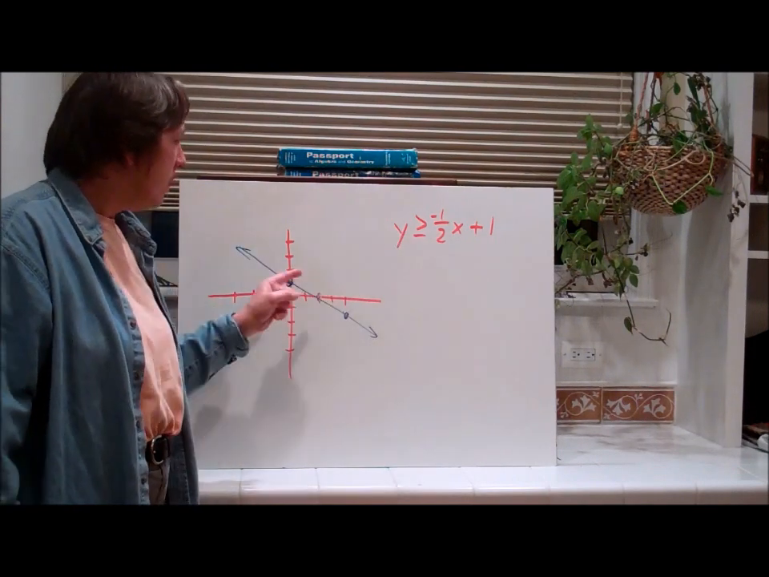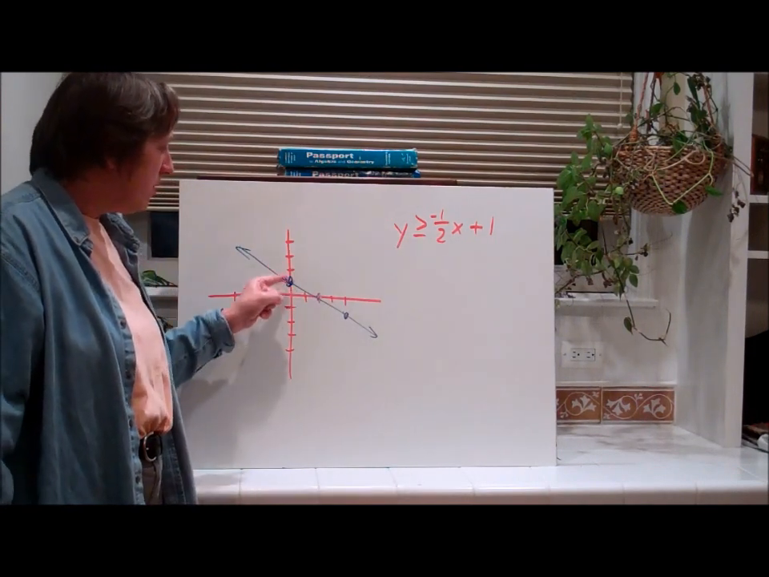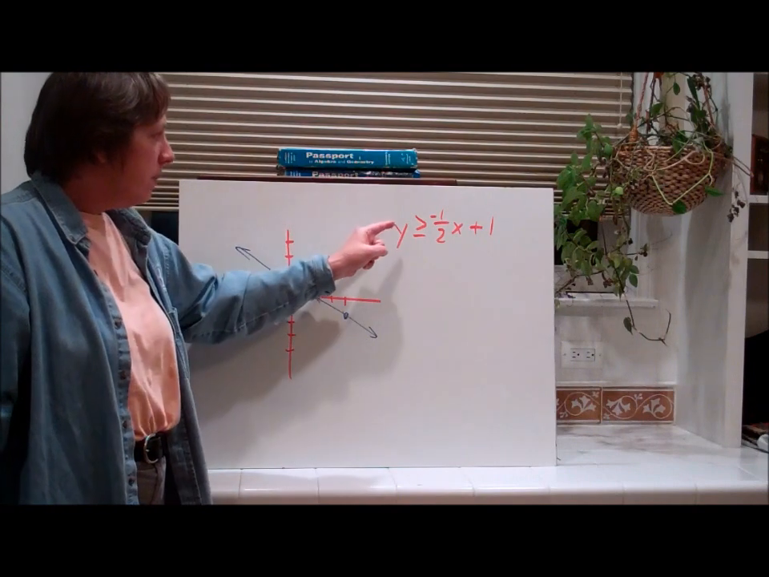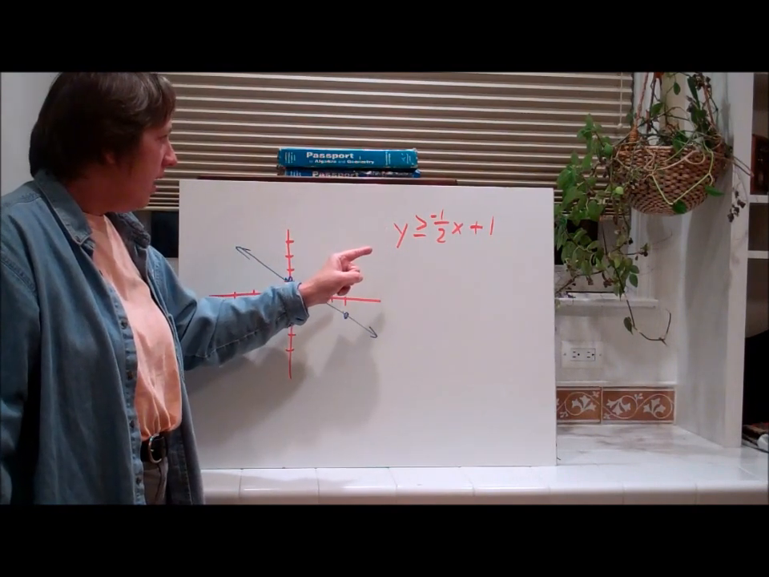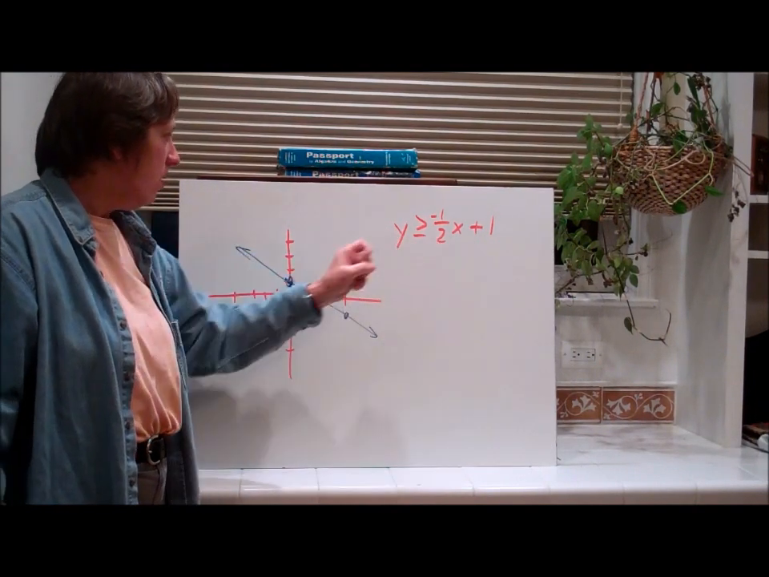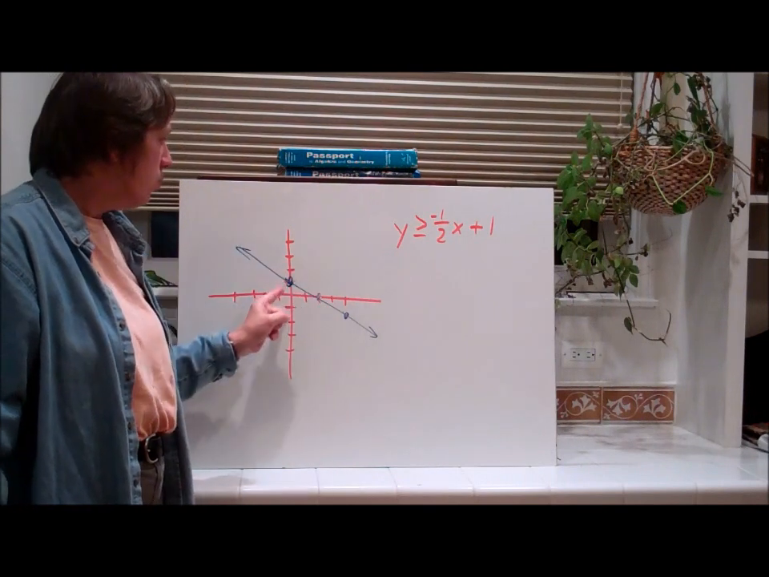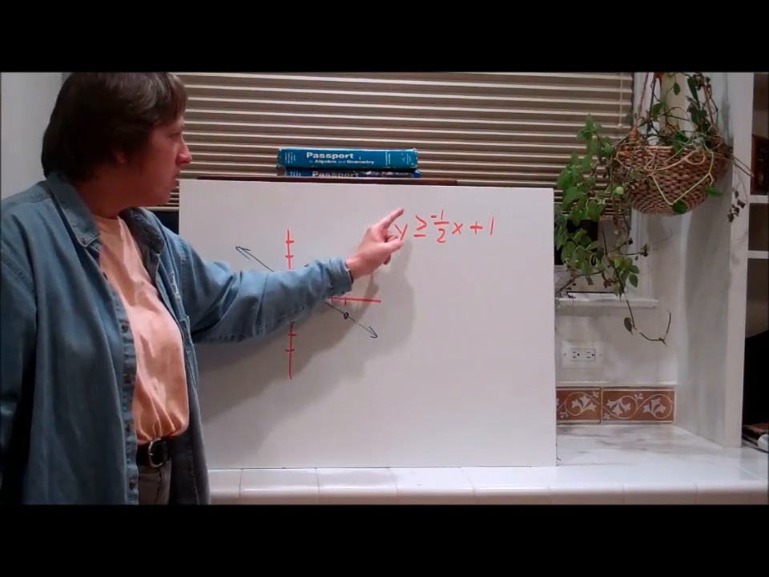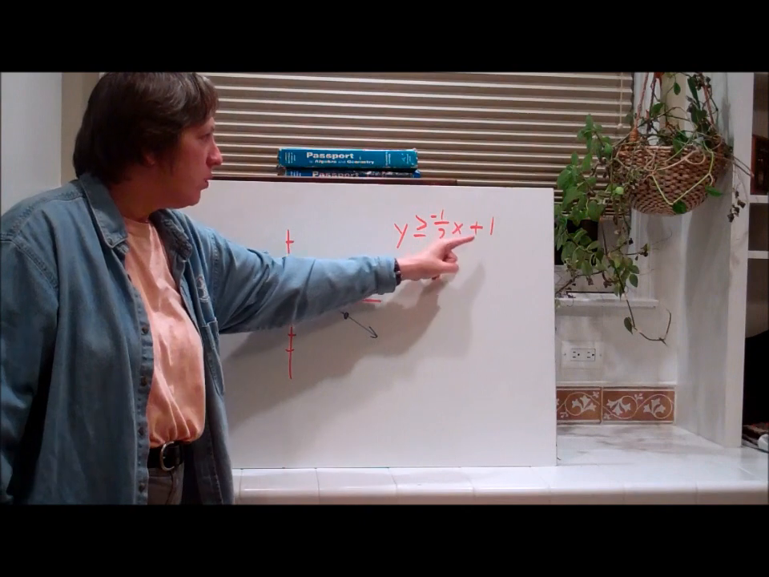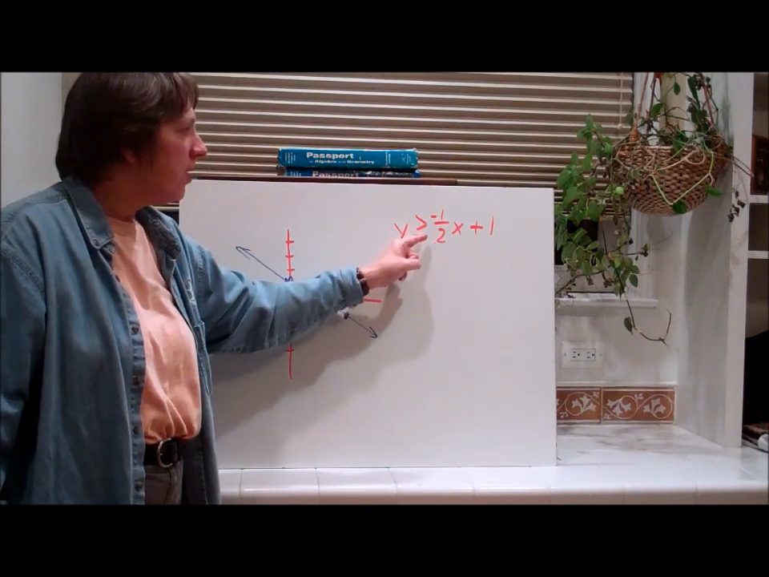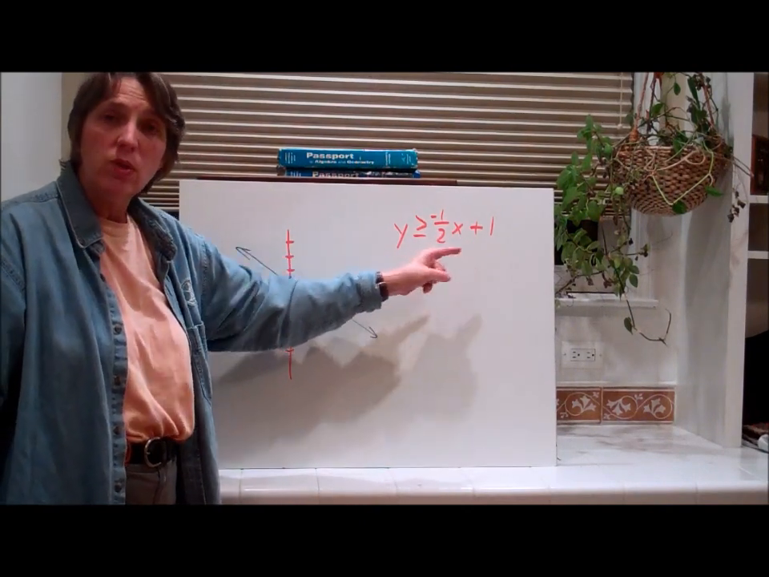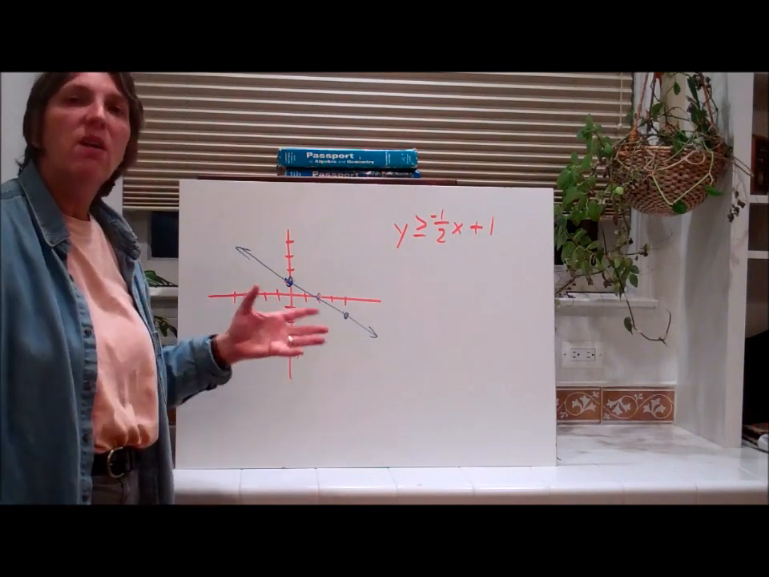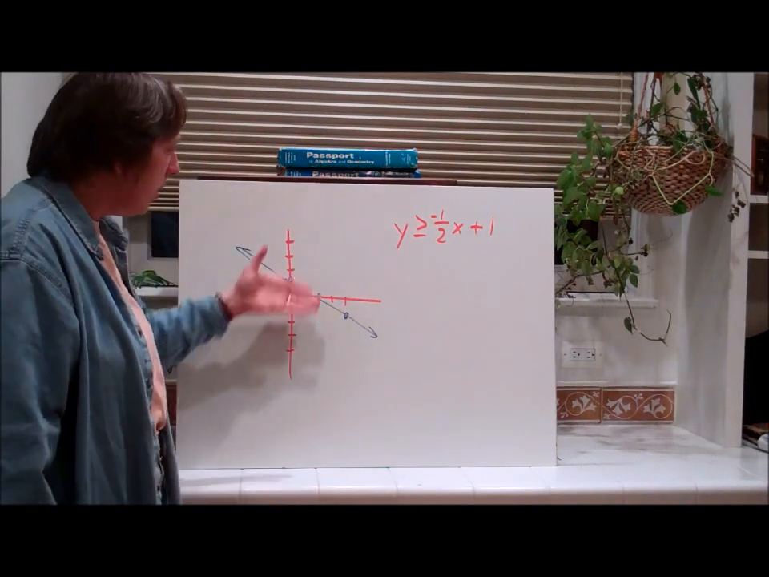Okay? So let's check it. If we know that the y-intercept is 0, 1, if x is 0, y is 1. So 1 is greater than or equal to 0 plus 1, which is 1. So 1 is greater than or equal to 1. That's true, it's equal to it. But now we're not done.